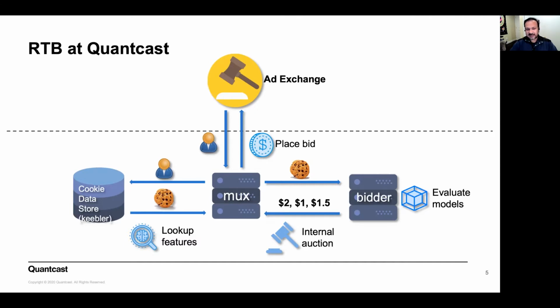The MUX then sends the cookie features to our bidding system. The bidding system has multiple models and it computes the best ad and the best price for this ad and sends it back to the MUX, which then sends it back to the ad exchange. The idea is that Quantcast has done a good enough job of targeting the ad and finding the optimal price that we win the auction and the user gets to see an ad from the Quantcast inventory.